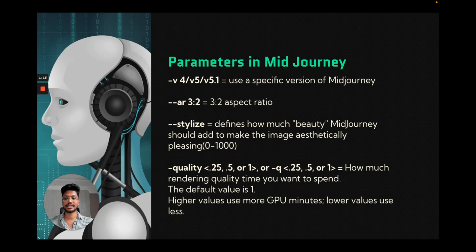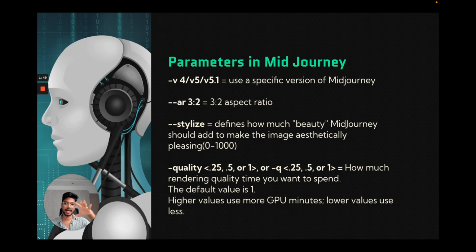So quality is like 0.2, 0.25, 0.5 or 1. So it is also like high quality, low quality, and stuff like that. I use very high quality, which is 1. It's like how much rendering time you want to spend. By default it is 1. Higher value uses more GPU minutes, lower value uses less. Obviously a higher value gives you more quality. So always use 1.